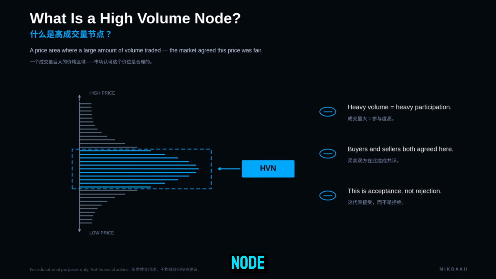A high volume node is a priced area where a large amount of volume was traded. Look at the shape on the screen. It bulges out right here in the middle. That bulge is not decoration. It means a large number of participants transacted at those prices.